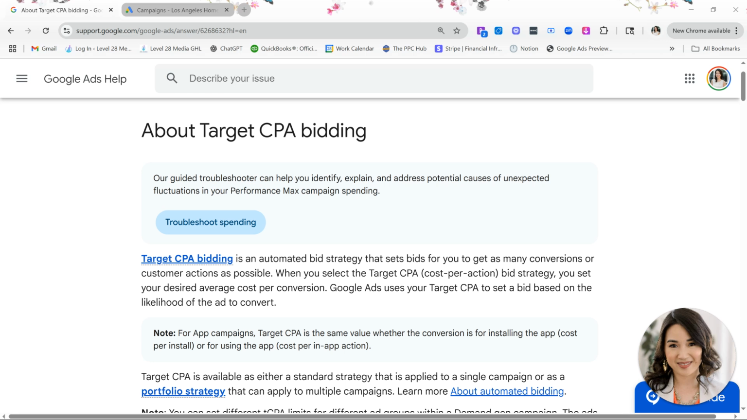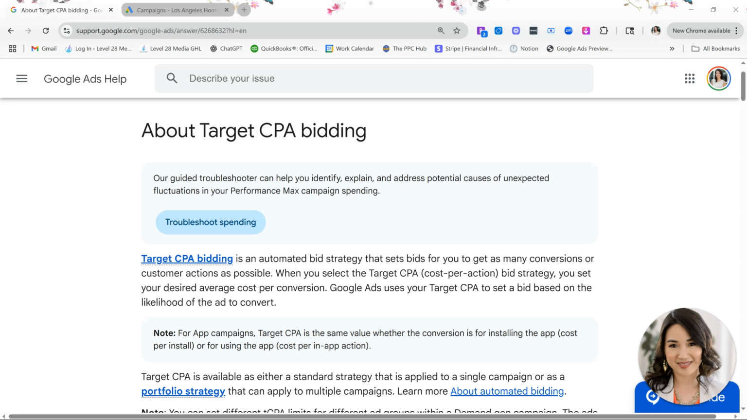I'm going to talk about how to do it if you have historical data, and then I'm going to talk about how to do it if you don't have any historical data. But before I dive in, I wanted to just talk about target CPA bidding. I don't want anyone here to be super scared of target CPA bidding. In fact, target CPA bidding is one of my favorite bid strategies.